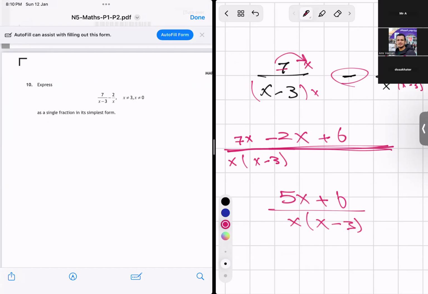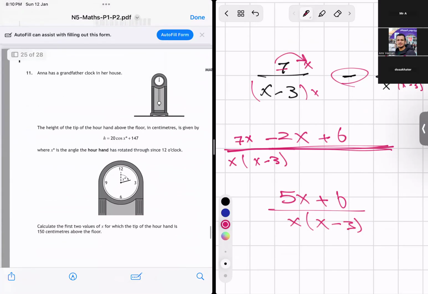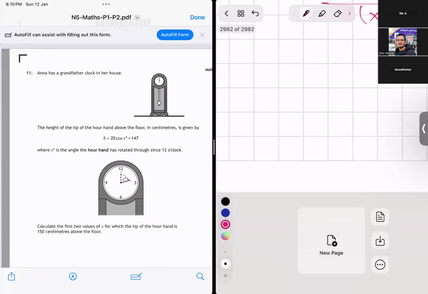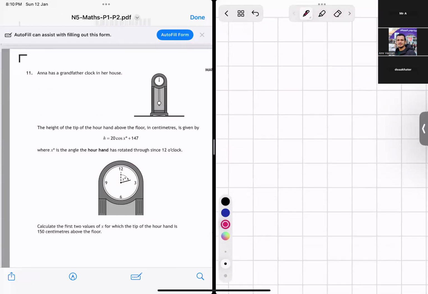Let me go over something else. Here, you get this one. Has a grandfather clock in her house. The height of the pendulum above the floor in centimeters is given by the function h equals 20 cosine x plus 147.